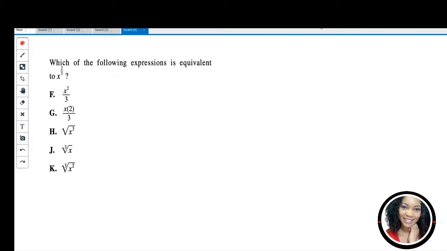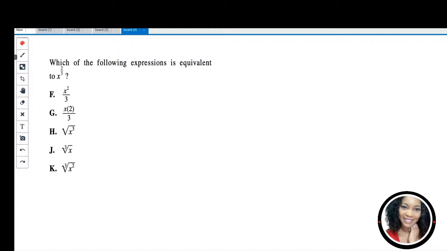Let's jump right in to our questions from this past week's daily ACT questions. And so we're going to take a look at this first question. It says, which of the following expressions is equivalent to x to the 2/3 power?